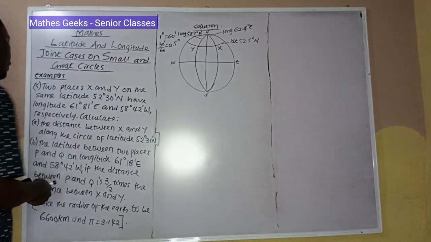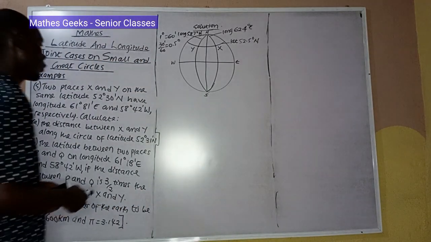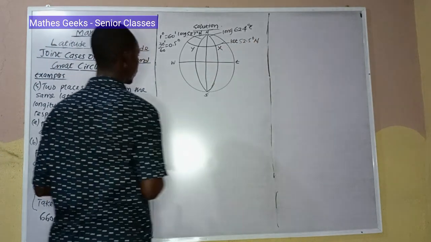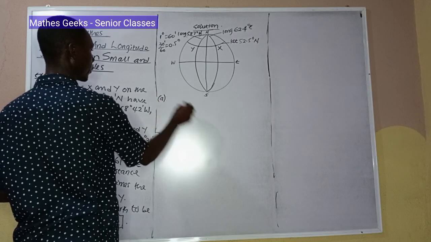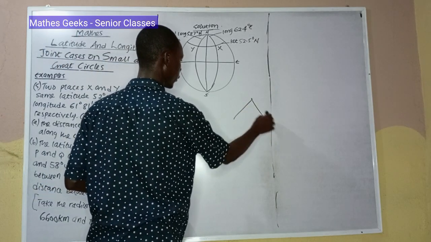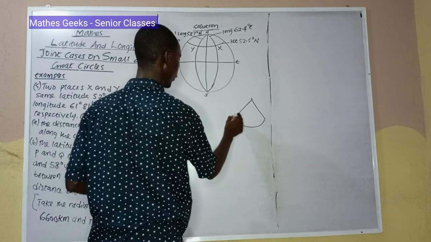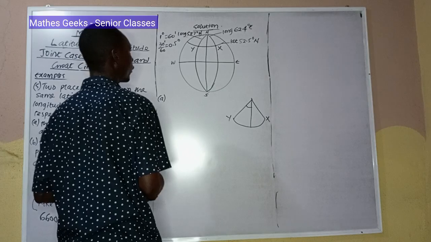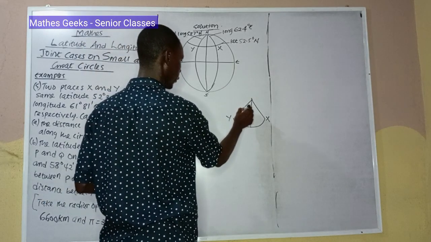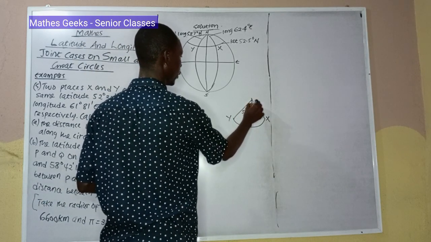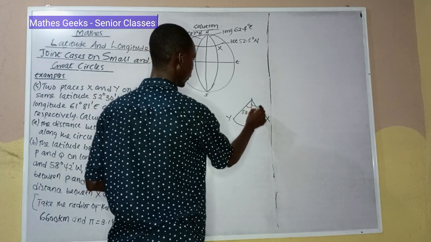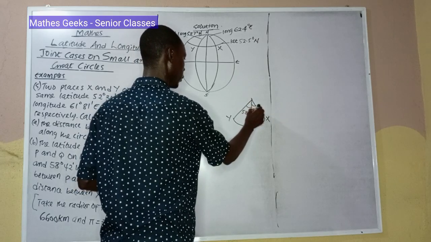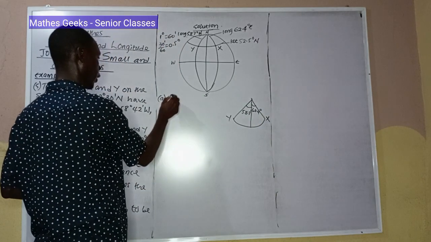Part A says the distance between X and Y along the circle of latitude 52 degrees 31 minutes north, and this is equivalent to 52.5 degrees north. So Y and X. Longitude Y is 58.7 degrees. Longitude X is 62.4 degrees.